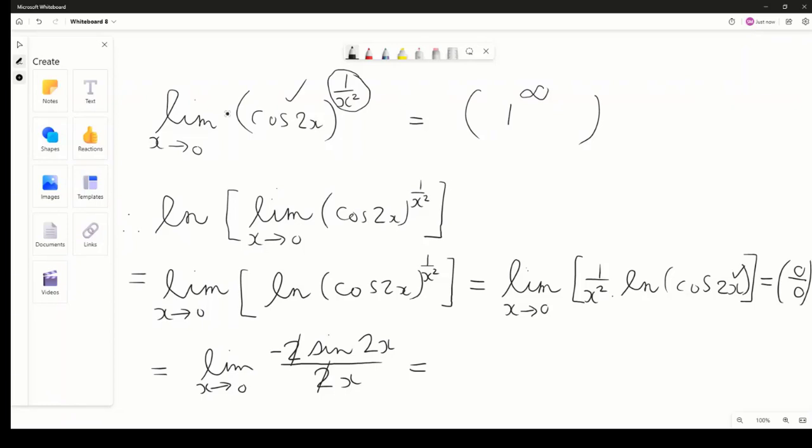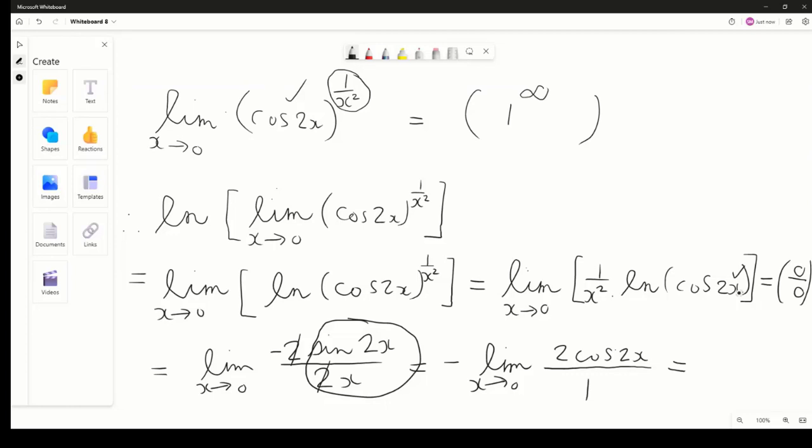Good. So what do I have now? I have another form again of 0 over 0. Sine of 0 is 0, and the denominator is 0. So I differentiate again. I can put the minus outside. The limit, sorry for my handwriting, as x tends to 0. Now let's differentiate sine 2x. It's 2 cosine 2x. What is the derivative of x? 1. Right?